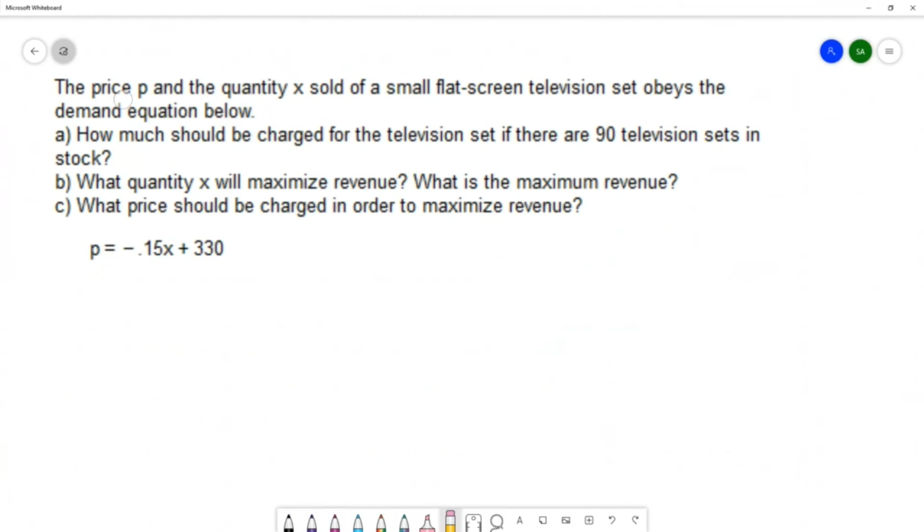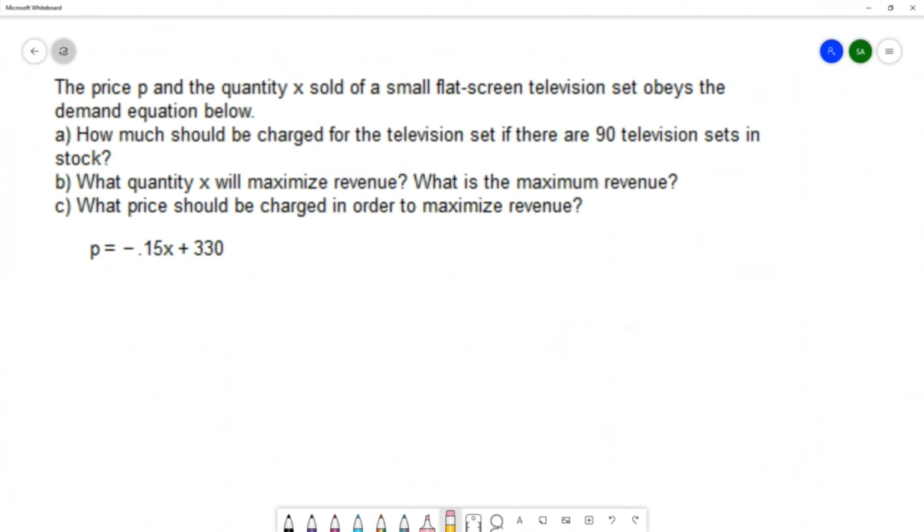The price P and the quantity X sold of a small flat-screen television set obeys the demand equation below. How much should be charged for the television set if there are 90 television sets in stock? What quantity X will maximize the revenue? What is the maximum revenue? And what price should be charged in order to maximize the revenue?